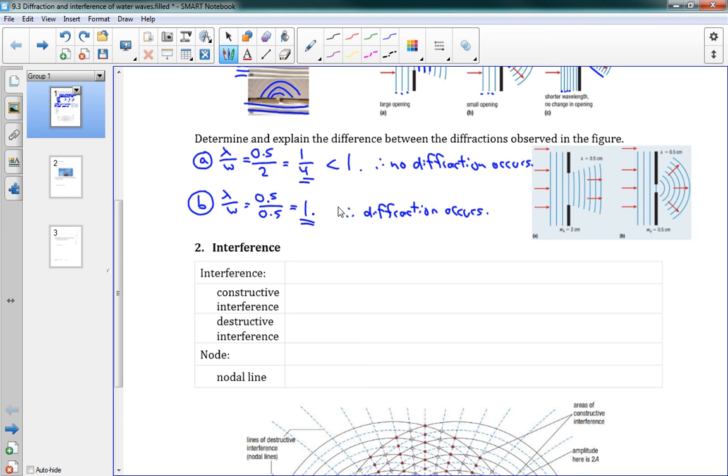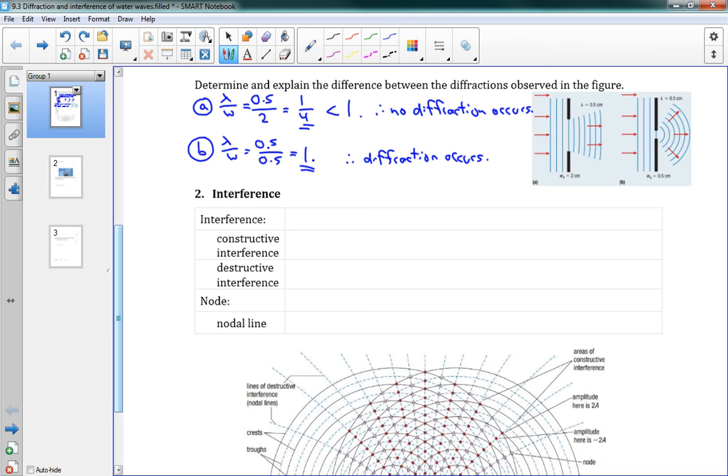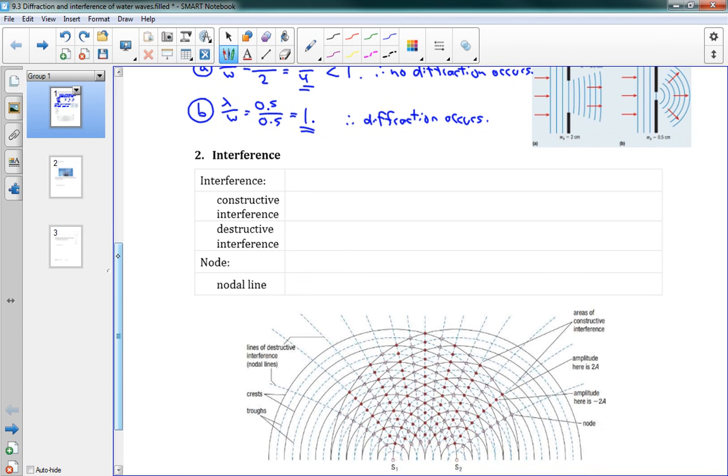And really, the larger that ratio, the larger the wavelength is over the size of the opening, the more diffraction we're going to see, if you're comparing two diffractions. Alright, so that is diffraction.